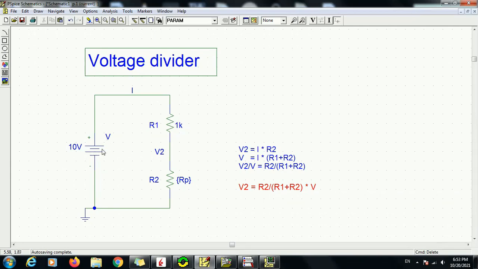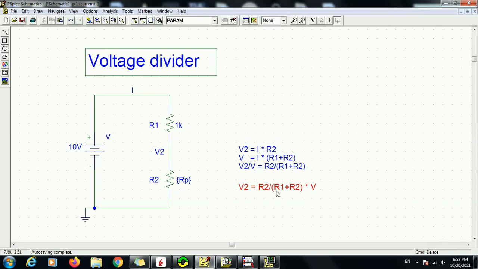The simple equation for the voltage divider is what we see here: the voltage V2 at any time is equal to R2 divided by the sum of the two resistors, R1 plus R2, and the whole thing is multiplied by the supply voltage.